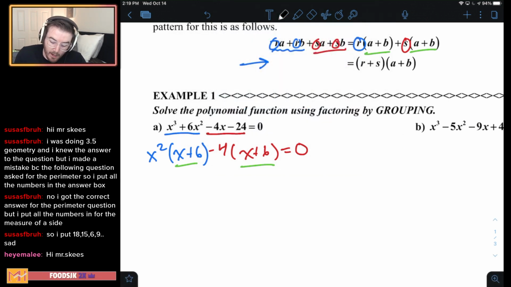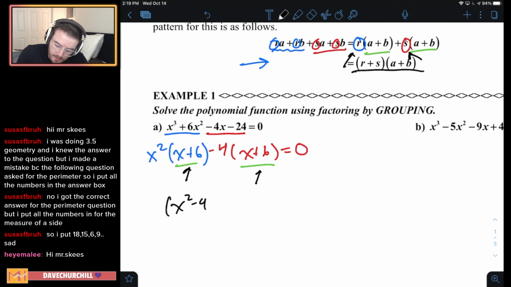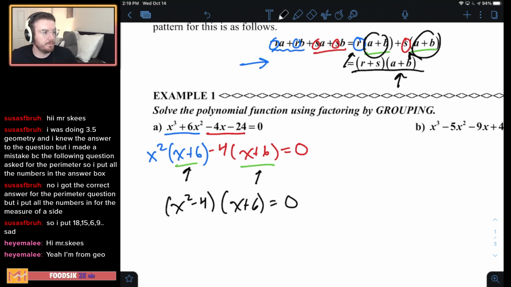So, now I'm left with the same thing. So, how do we conclude this? You take the 2 terms that we factored out, and the thing that matched. And we're done.